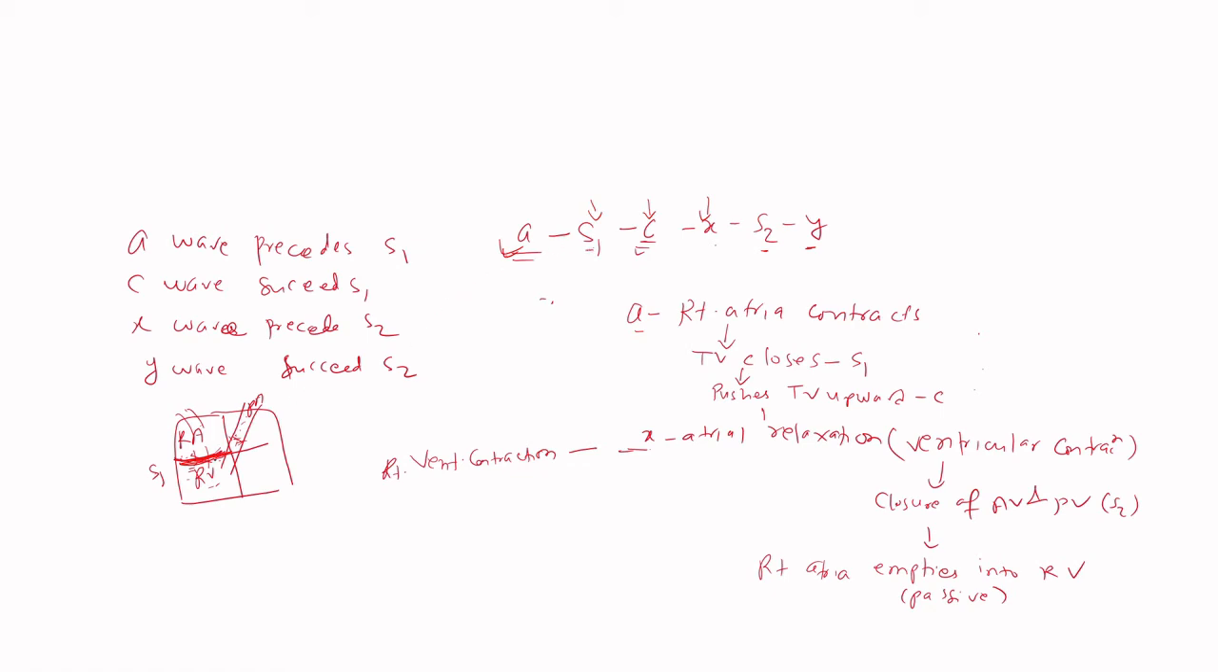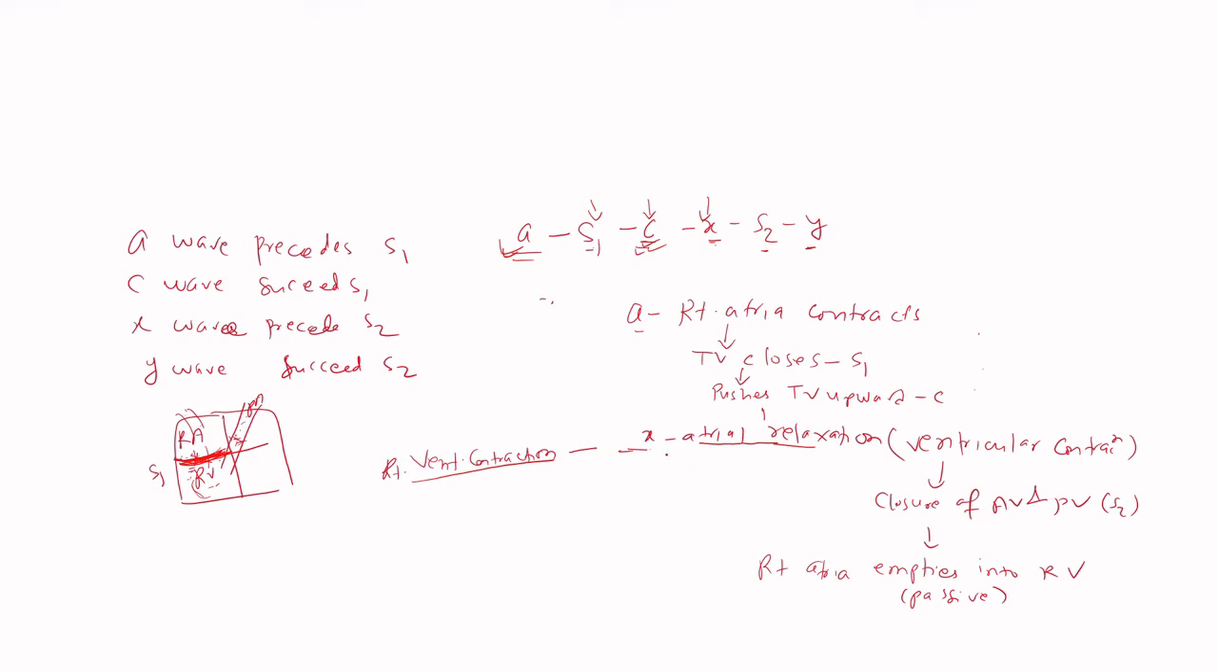Now after closure of the tricuspid valve, what occurs? Blood accumulates in the right ventricle, and this blood in the right ventricle pushes the tricuspid valve upward, and this is reflected as the C wave, a positive C wave in the jugular venous waveform. After that the right ventricle contracts with the tricuspid valve closed. While the right ventricle is contracting, the right atrium is relaxing. This is the phase of ventricular contraction.